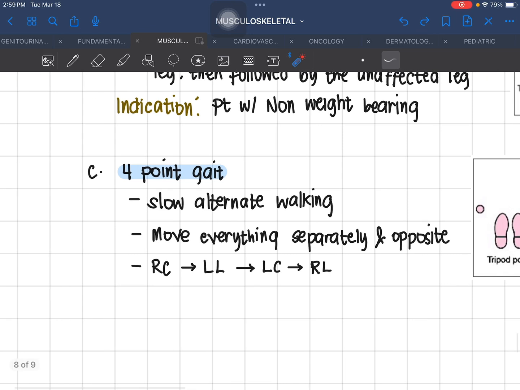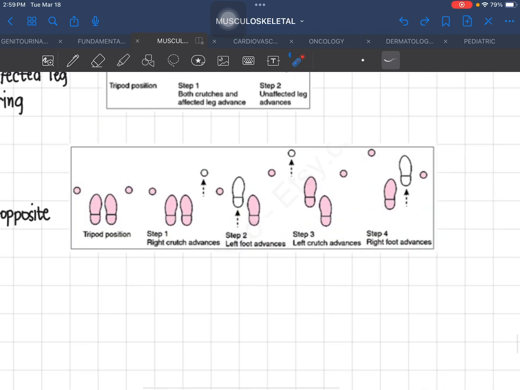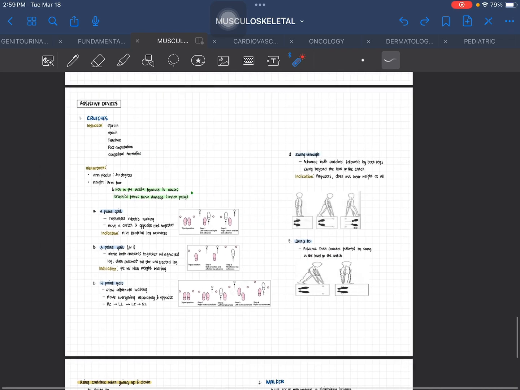Next is 4-point gait. 4-point gait naman is slow and alternate. So, kunwari, ang i-advance mo, ay dito, i-move mo lahat separately and opposite. So, i-advance mo yung right crutch mo, left leg, left crutch, right leg, ganon. So, alternate. Ayan.